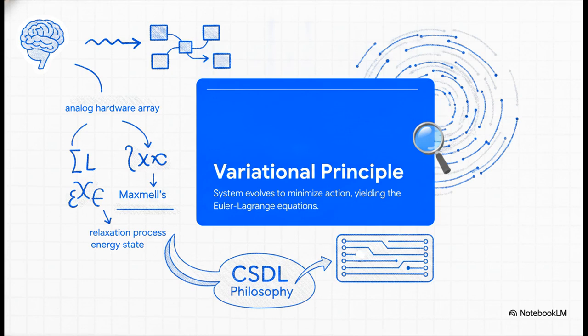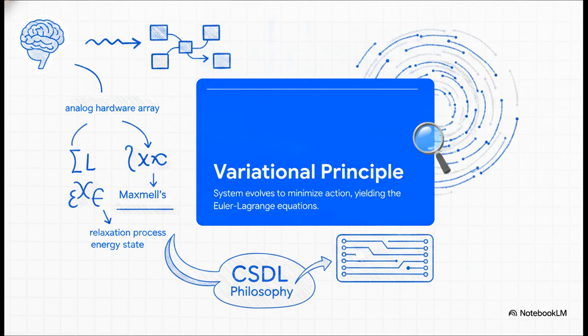Well, it all boils down to a shared foundational concept that we all know and love, the variational principle, or the principle of least action. We know an electromagnetic field naturally seeks out a state that minimizes its energy functional, which is the integral of the Lagrangian density. If you apply the Euler-Lagrange equations to this action, boom, you directly derive Maxwell's equations.